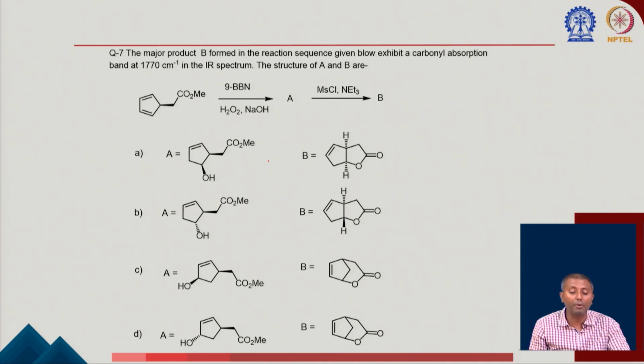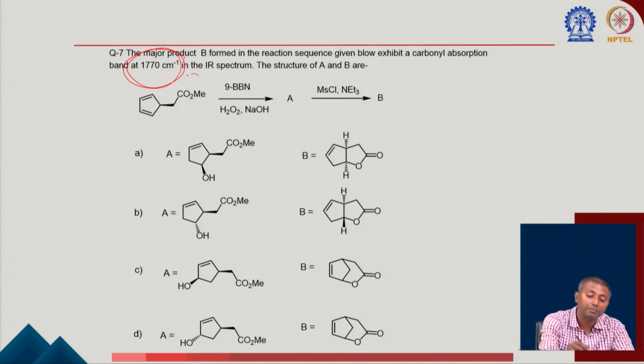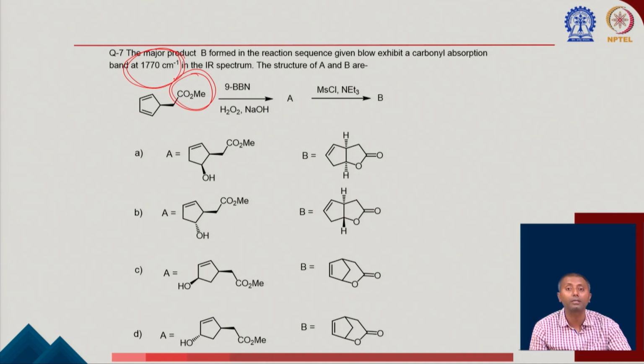So let's move to the next compound. The major product B formed in the reaction sequence given below exhibits a carbonyl absorption band at 1770 cm inverse in the IR spectrum. The structures of A and B are. So the 1770 cm inverse in the IR spectrum is indicating that it's a carbonyl compound. Of course, you can see in your starting material you will have a carbonyl compound. Okay, so let's first find out what is going to happen in the product, and from there we can find out more about it.